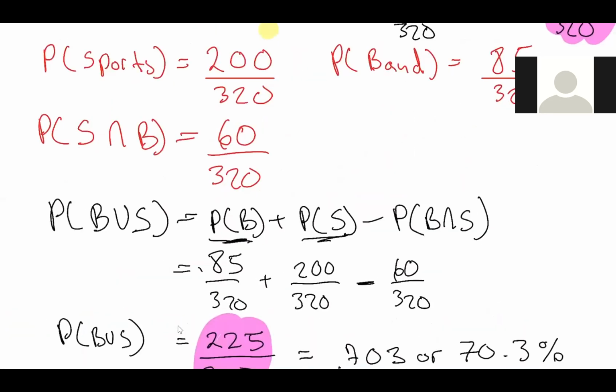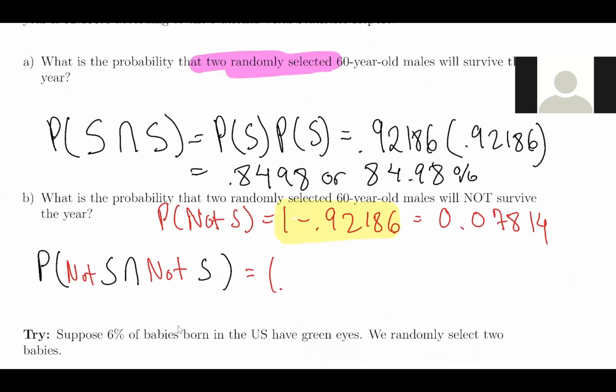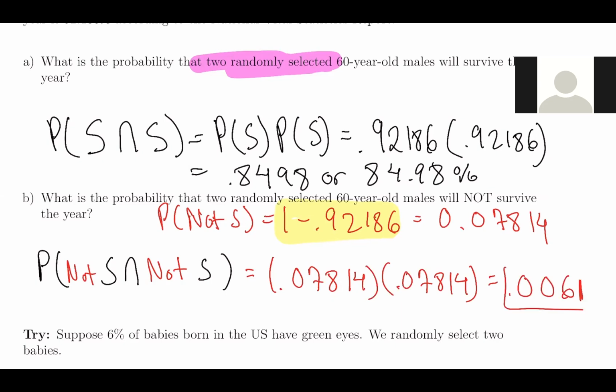Sorry about that. So we want the first one not to survive, but we also want the second one not to survive. So if we just multiply that out, you should actually get 0.0061. And that's your final answer for that last part. Any question in regard to part B?